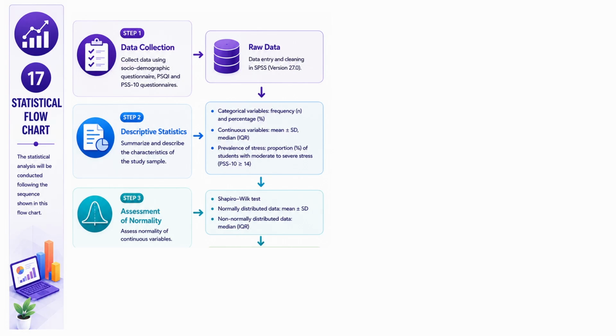Prevalence of perceived stress will be described using proportion. You can use 95% confidence interval or proportion also to show the variation in proportions. Assessment of normality using Shapiro-Wilk test. For normally distributed data, we use mean and standard deviation. Not normally distributed data, median and interquartile range will be used.